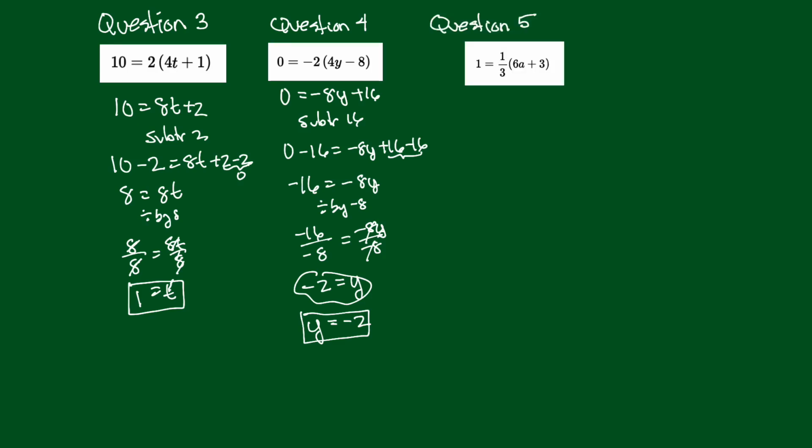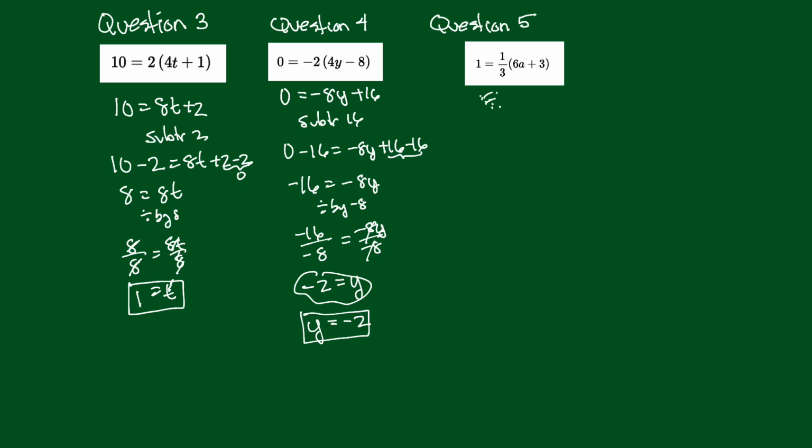Question 5, we've got a fraction. Now, what I've been doing is this. I've been multiplying through like this. All right, I eliminated the parentheses by making the multiplication. This time I'm not going to do that. If I see a fraction, I don't really like to work with fractions a whole lot, so I'm going to eliminate them.